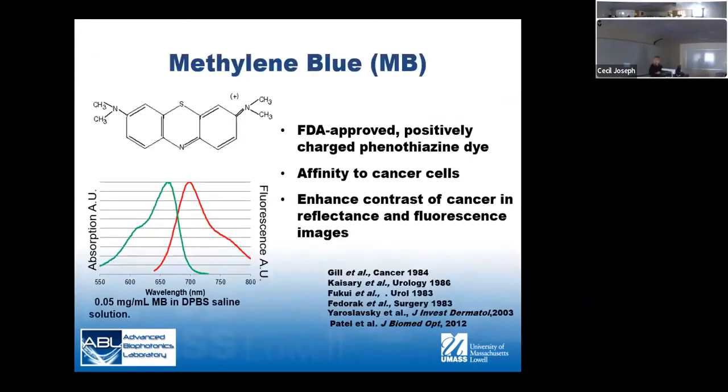And I would like to emphasize that we are not dealing with endogenous fluorescence polarization. We are dealing with exogenous fluorescence polarization, and we are working with methylene blue, which is an FDA approved, positively charged dye. And it has an absorption band in the red spectral range and an emission band in the infrared spectral range.